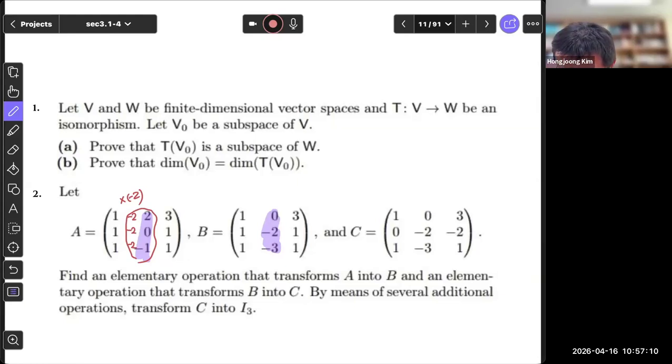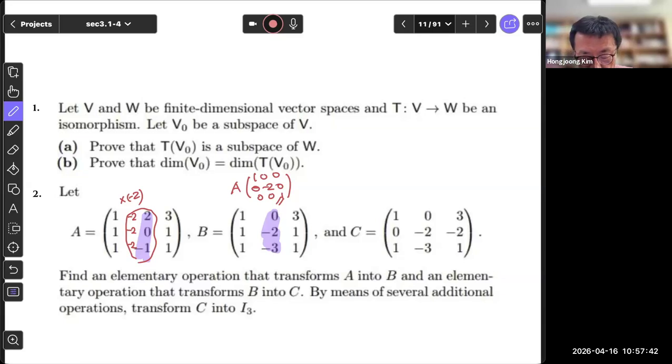Okay. So that means this B matrix can be obtained from A by multiplying the matrix 1 0 0, -2 1 0, 0 0 1. Right? So B can be written as a product of two matrices, A times this elementary matrix. So in this way, I could obtain B. Now, how can I obtain C from the B matrix?